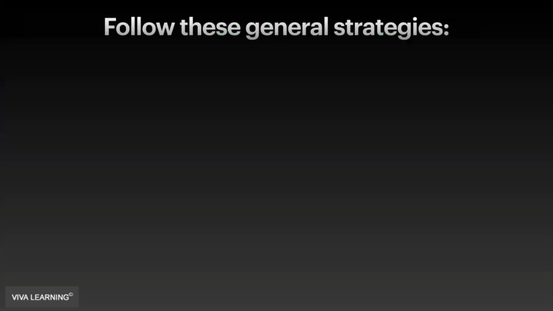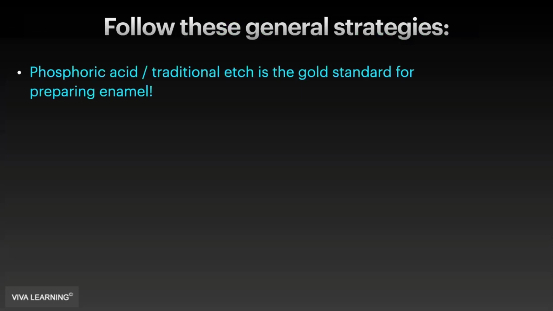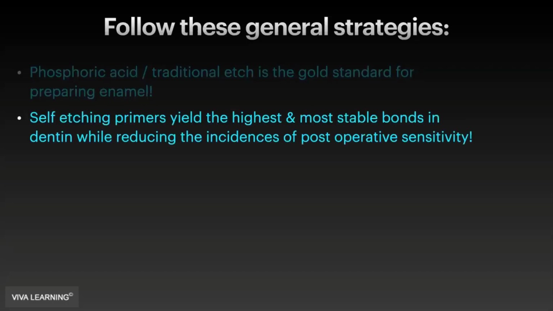If you follow these strategies, I think you're always going to be on high ground. Like we said, phosphoric acid, traditional etchant, is a gold standard for preparing enamel. You're always going to get better adhesion to enamel if you prepare it with phosphoric acid. Self-etching primers tend to yield the highest and most stable bonds to dentin, and they do tend to reduce incidences of postoperative sensitivity.